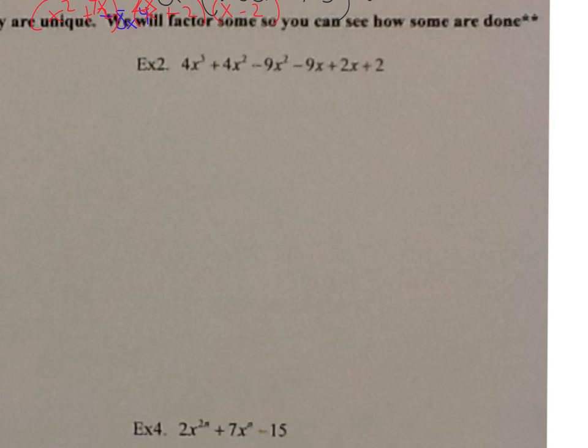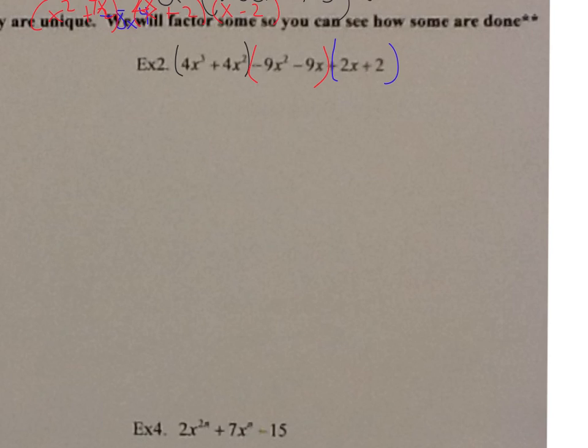All right, so let's take a look at 2. So I have 4x to the third plus 4x squared minus 9x squared minus 9x plus 2x plus 2. So you don't want to combine like terms. Notice there are an even amount of terms. So what you want to do is you want to group. You're going to group the first two. You're going to group the next two. And you're going to group the last two.